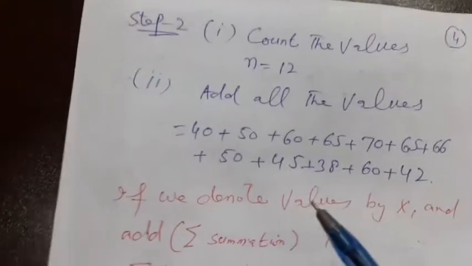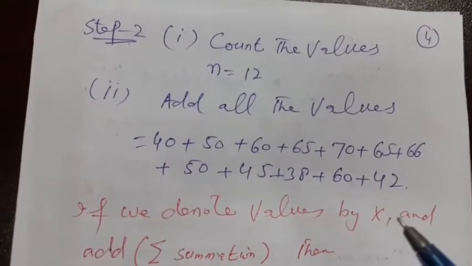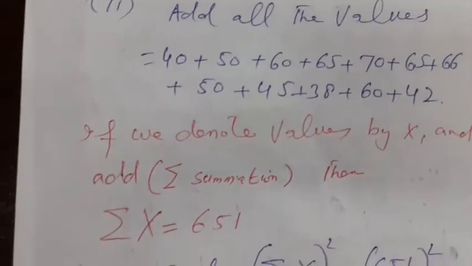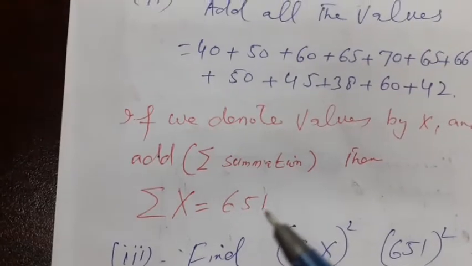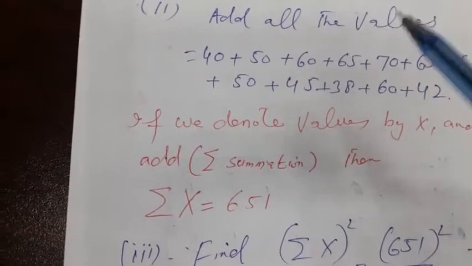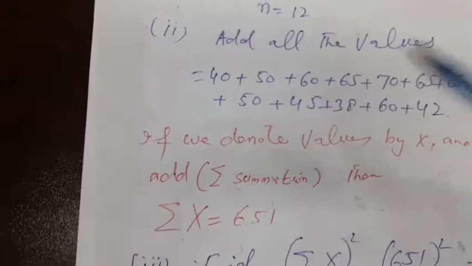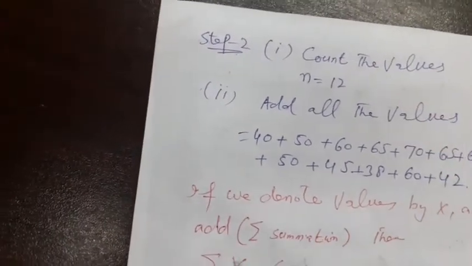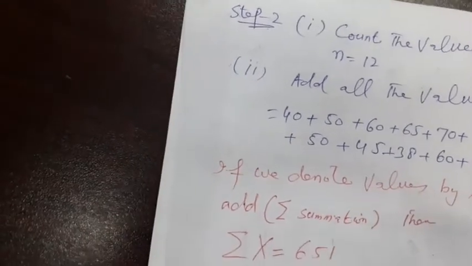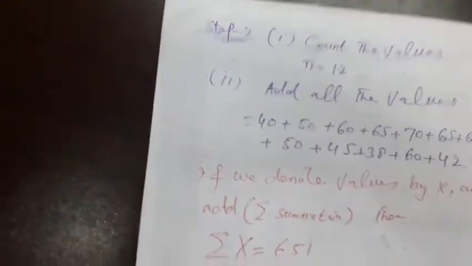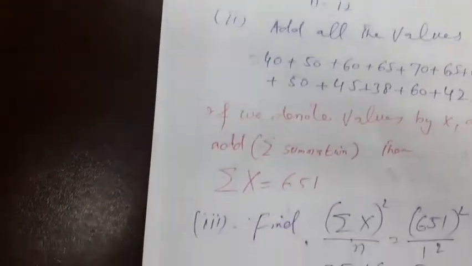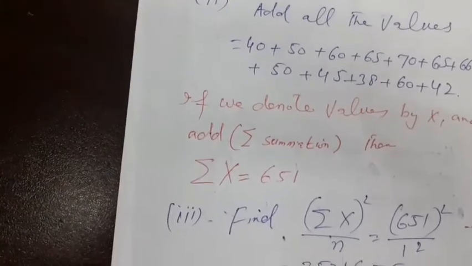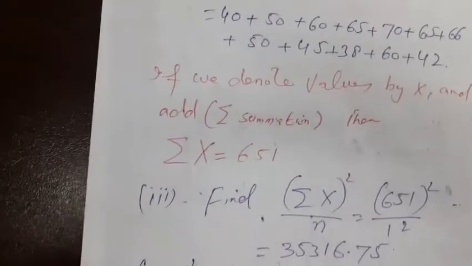If we denote the values by x, then we can write the summation of x, which is 651. You can do it by your calculator. This is the first part: count the values. Second part: add the values. We just write summation x, which is 651.